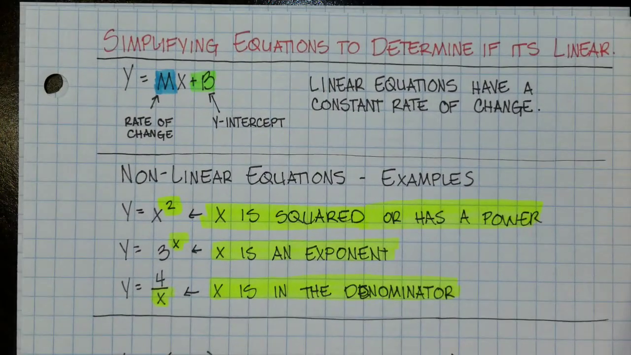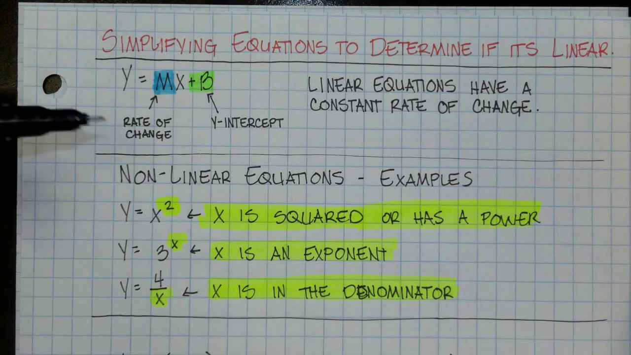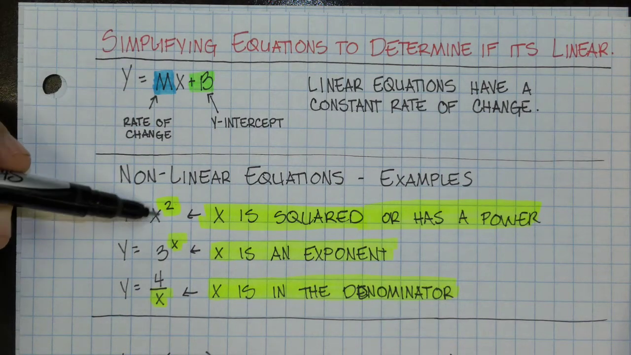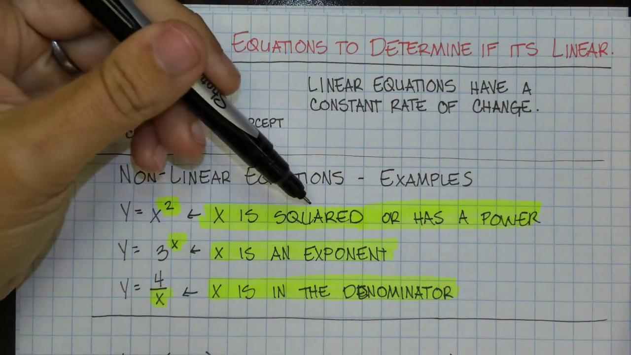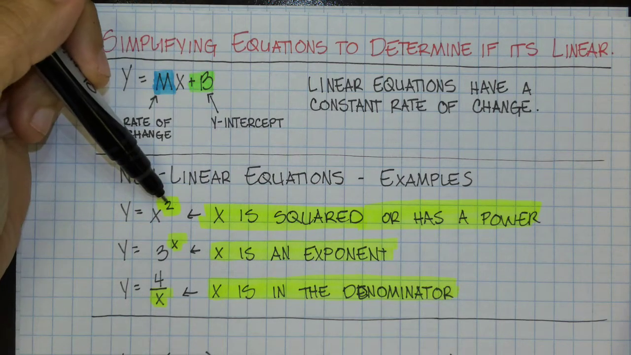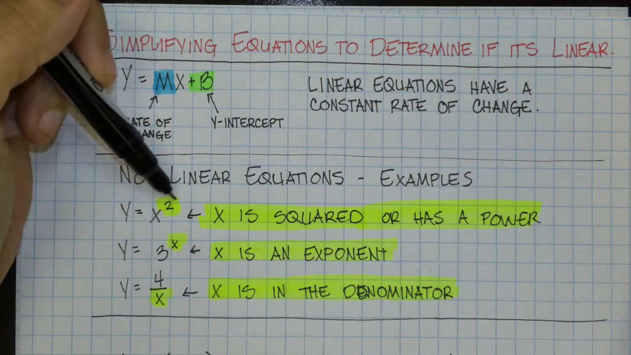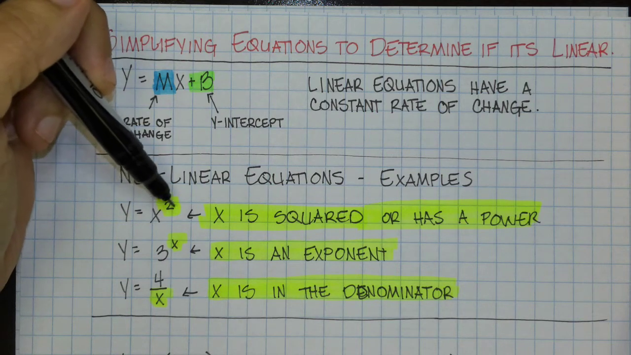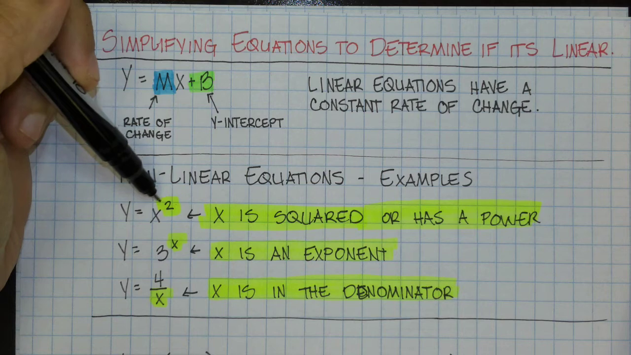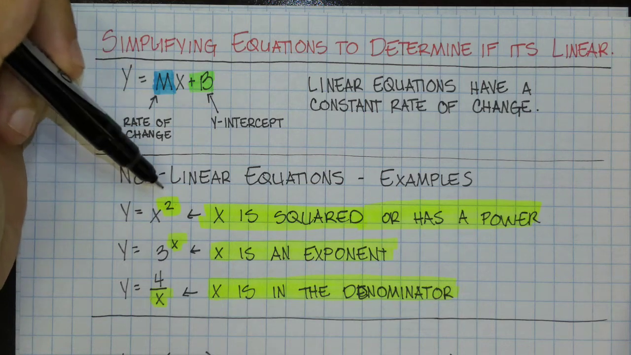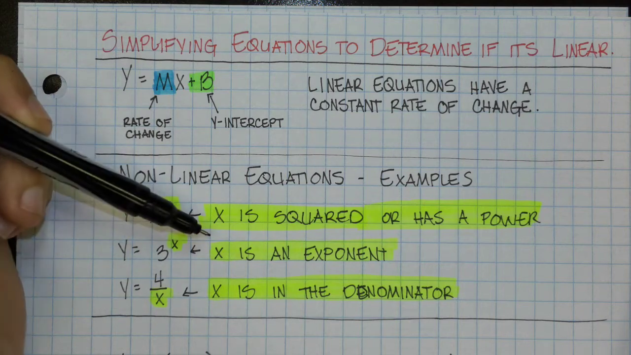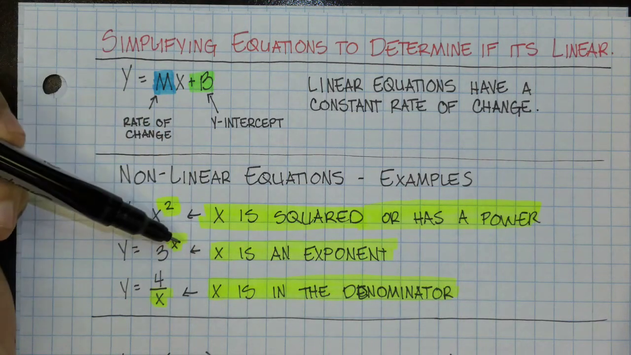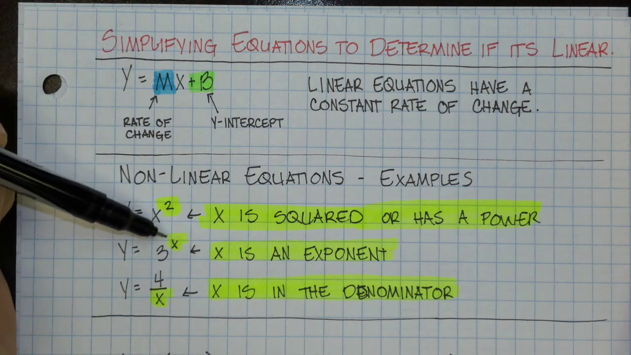Okay? An example of nonlinear equations would be something like y equals x squared. It's nonlinear because the x is being squared or has any power. If it was x cubed, it would be nonlinear because that power or exponent is going to manipulate the rate of change, and it's not going to have a constant rate of change. Y equals 3 to the power of x. Well, the x is an exponent here, so therefore it is nonlinear.